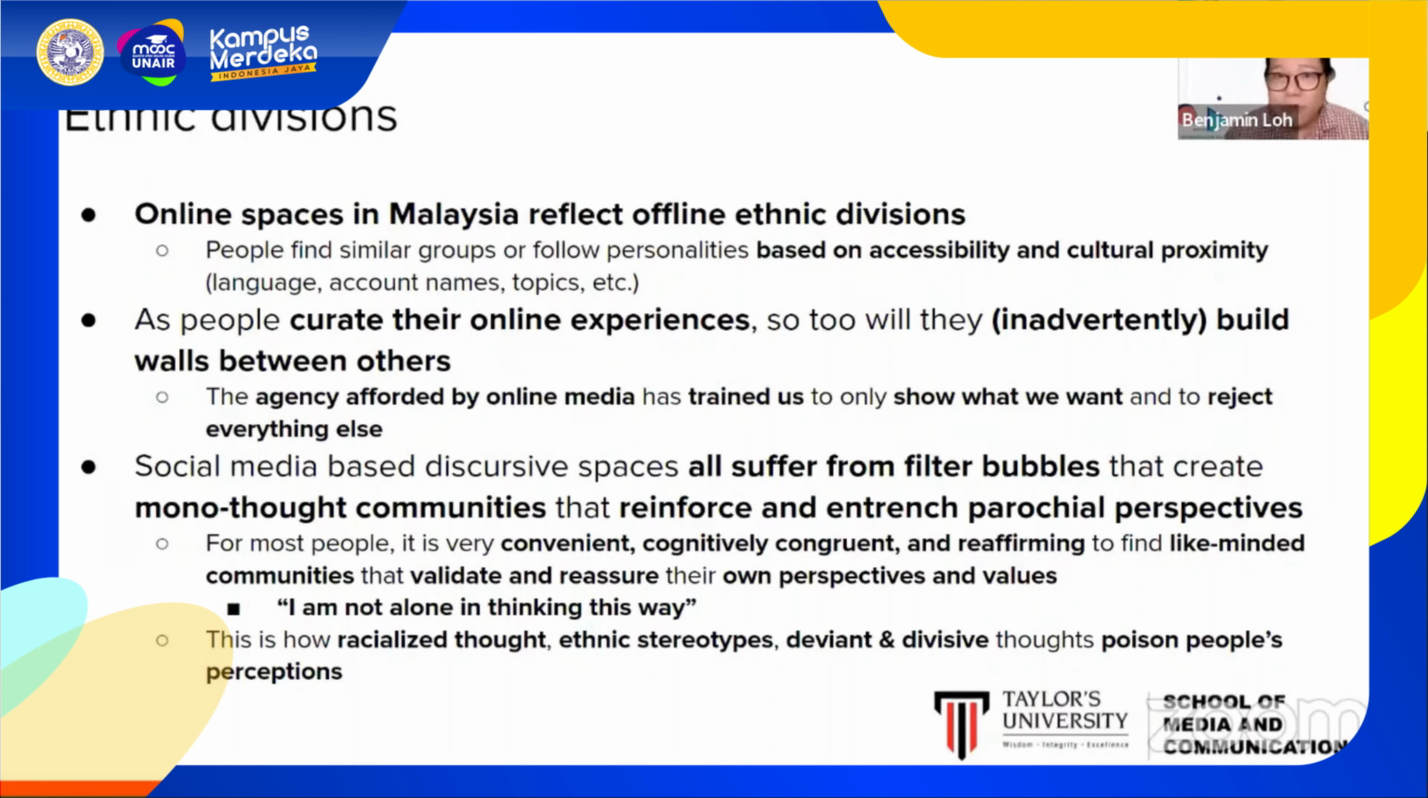And the thing is, for a lot of people, this is actually very convenient. It's what we call cognitively congruent and reaffirming. Because if I'm in a community where everybody likes the same things, it can validate your own opinions and reassure you that what you're saying is actually real and other people share it as well. People always think, I'm not alone in thinking that way, so I therefore am correct. And this is how racialized thought, ethnic stereotypes, deviant and divisive thoughts can start to poison people's perceptions as a result of that.